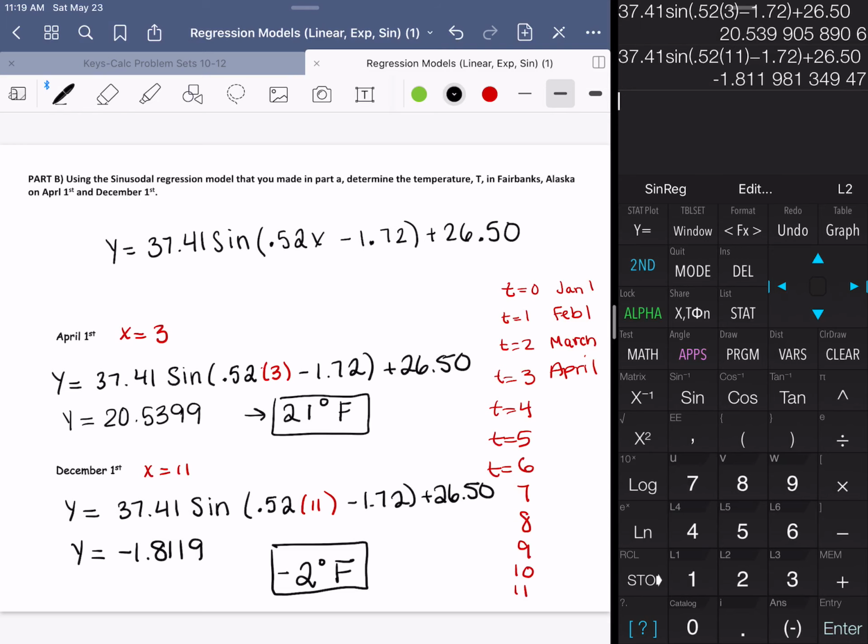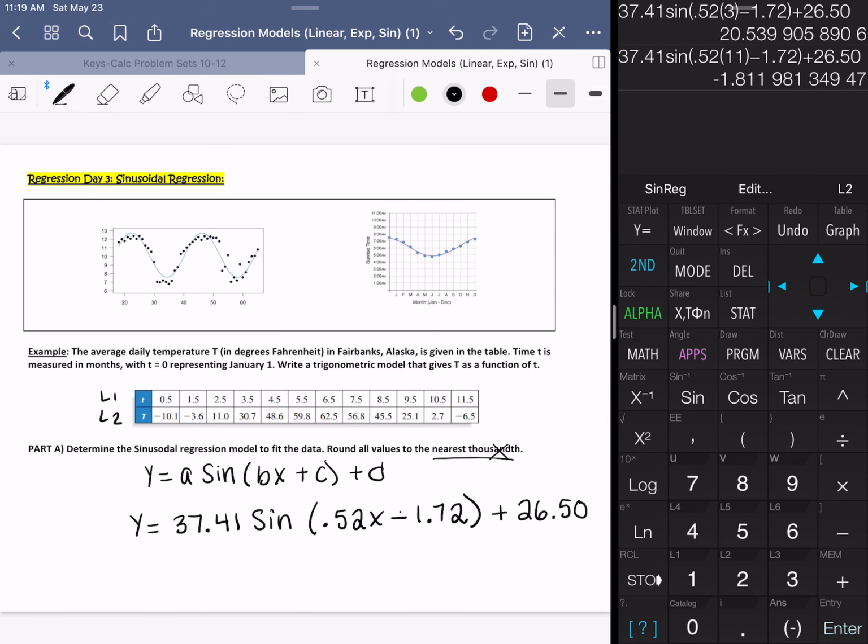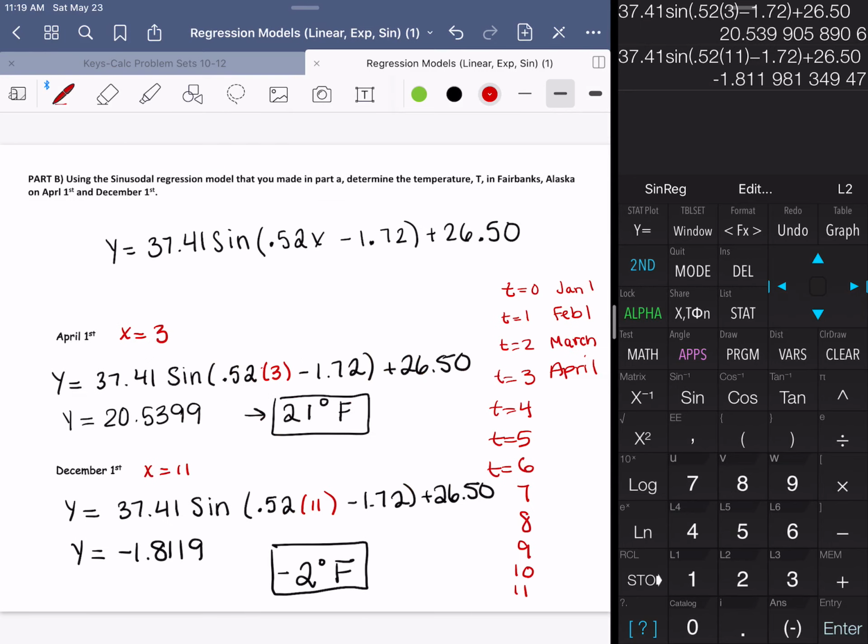We could even see if this makes sense in our table. When x is equal to 3, which is about April, so 2.5 to 3.5, right? This is 3, that's April. It should be somewhere between 11 and 30, and it was. We got 21, right? That was perfect. And then December is 11, so somewhere around here. And we got approximately negative 2, which is between 2.7 and negative 6.5. So that's perfect. It works nicely.